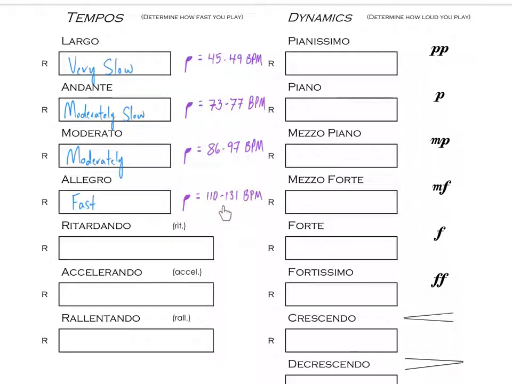Now, you can actually get up to around 250 beats per minute. So this is relatively slow, even compared to that. But allegro is considered fast. So we have 4 basic tempos I want you to memorize. And of course, there are going to be many others along the way.